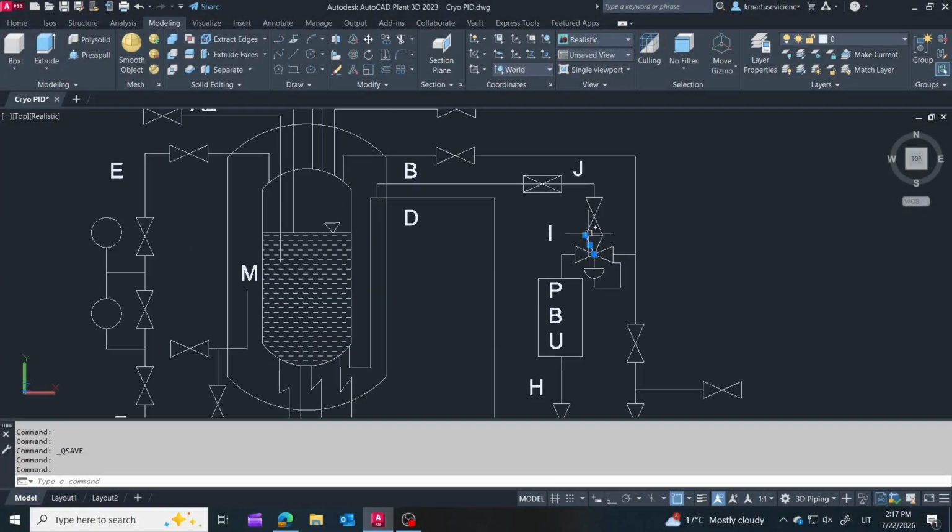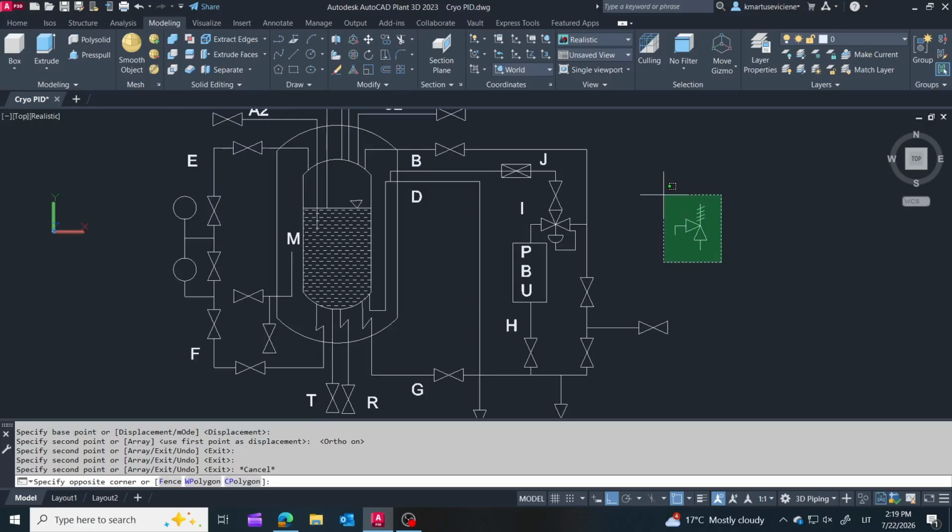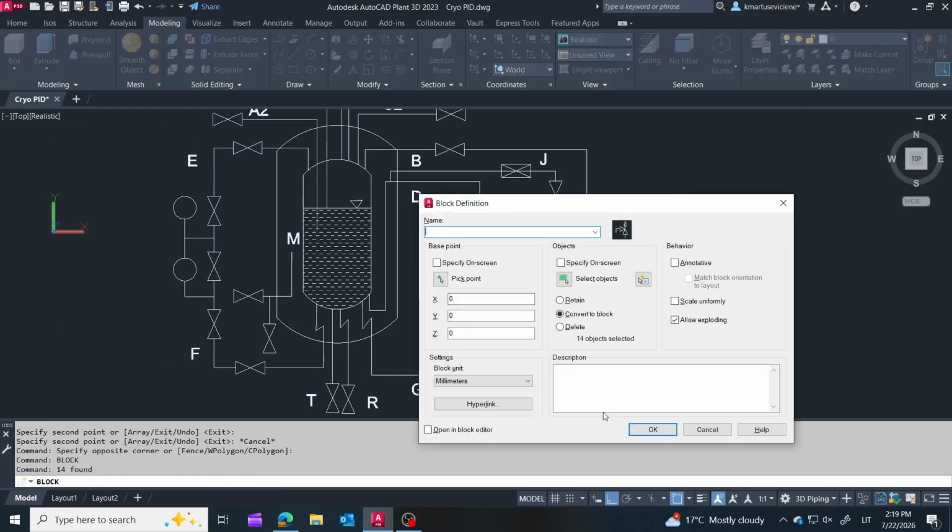Next, I'll create a reusable pressure relief valve symbol. Since this valve appears multiple times throughout the P&ID, creating a template now will speed up the rest of the drawing and keep the symbols consistent.